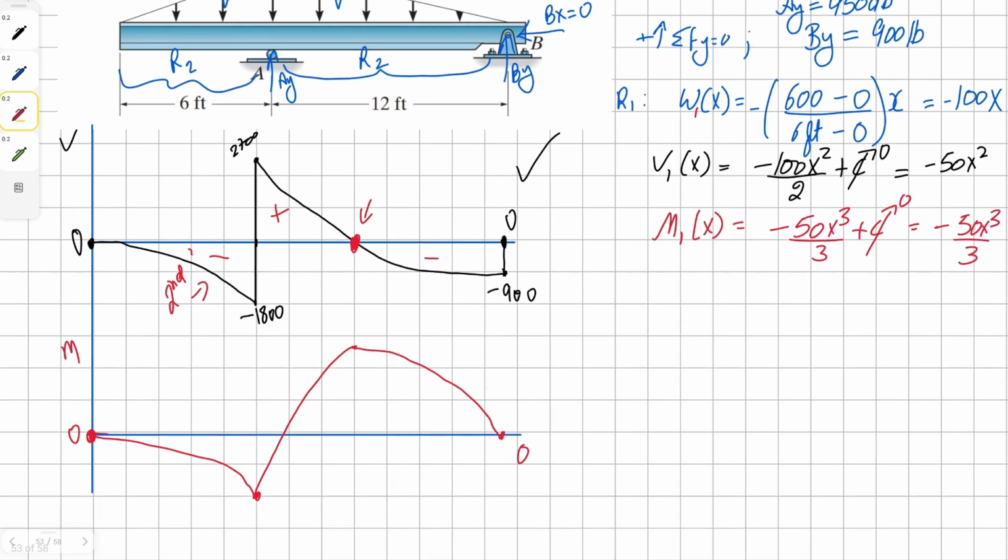Alright, now we can use our shear equation to find the intersect, but we can't really because that intersection is in region 2, but we can find out our moment for the minimum here. So it's going to be negative 50 times 6 cubed divided by 3.